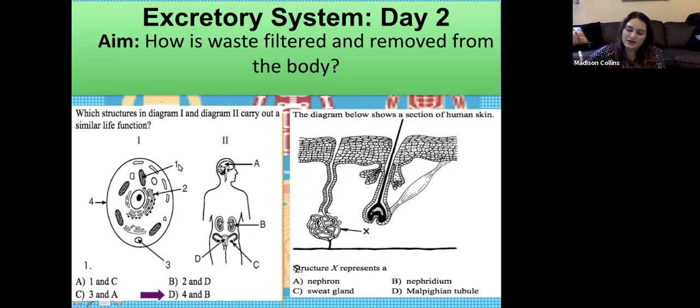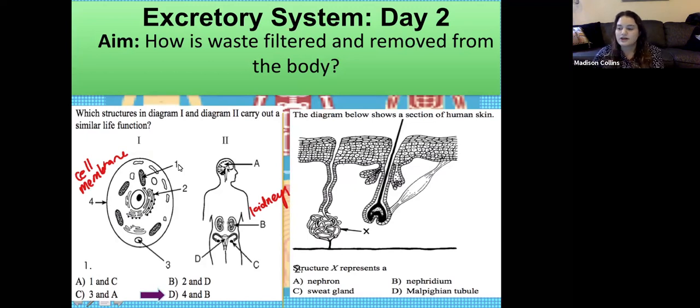Structure 4 is showing us the cell membrane. And structure B is showing us the kidneys. And these 2 structures are similar because they both function in removing waste. The cell membrane is going to allow waste to leave the cell. The kidneys are going to filter waste in order to prepare it to exit the body. So the answer there was D.